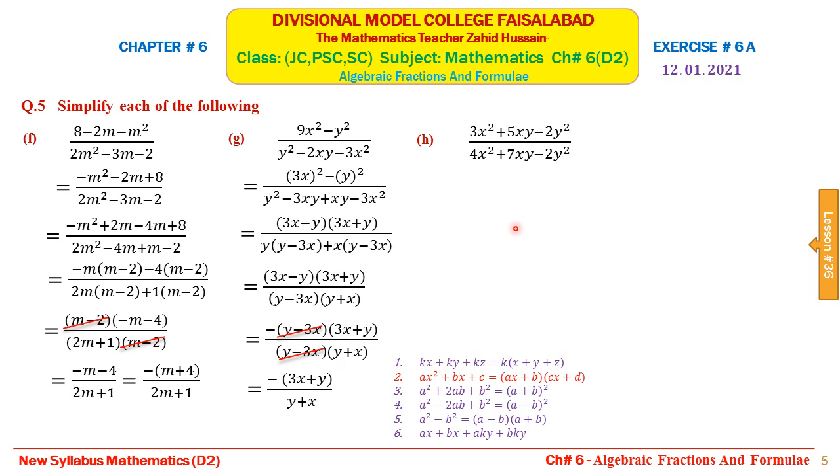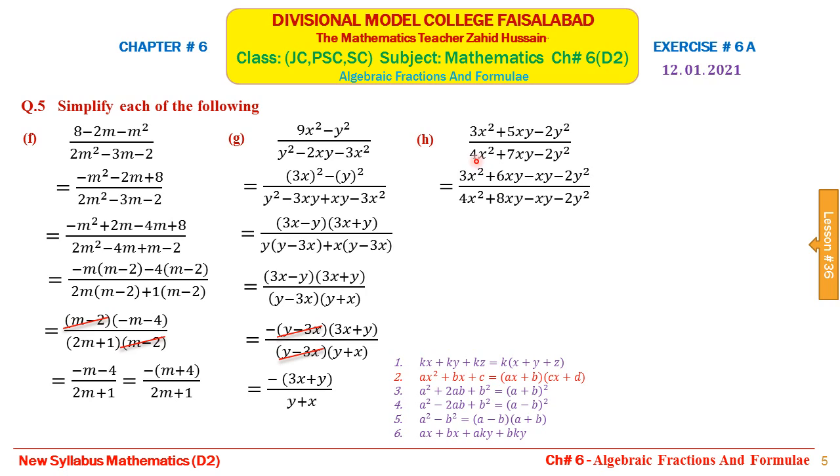Again, in this fraction, the expressions in the numerator and denominator are of second type. Multiply 3 with minus 2, you will get minus 6. Find two factors of minus 6 so that when you add those factors, you get plus 5, and when you multiply those two factors, you get minus 6. And then break the middle term. So those two factors are plus 6 and minus 1.